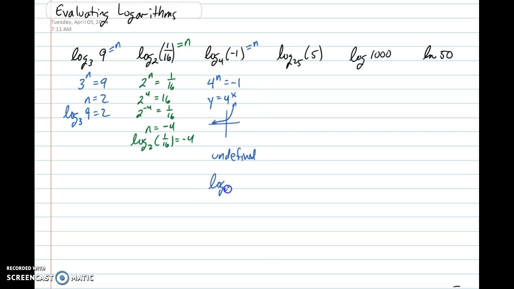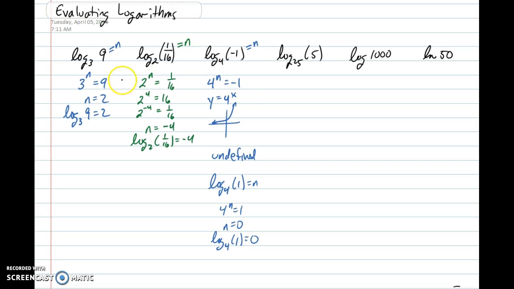If it had said log base 4 of 1, so 4 to what power gives me 1? If I say that's equal to n, I get 4 to the n equals 1. 4 to what power is 1? Oh, n is 0. So log base 4 of 1 equals 0, but log base 4 of negative 1 is undefined. I can't take the log of a negative number.